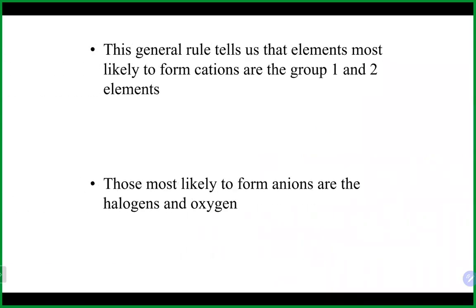All right, so the general rule tells us, as we talked about, that elements in group 1 and 2 are likely to form cations. And again, as we go up or right on the periodic table into our non-metal region, those are guys who are going to form anions, especially when metals and non-metals get together.